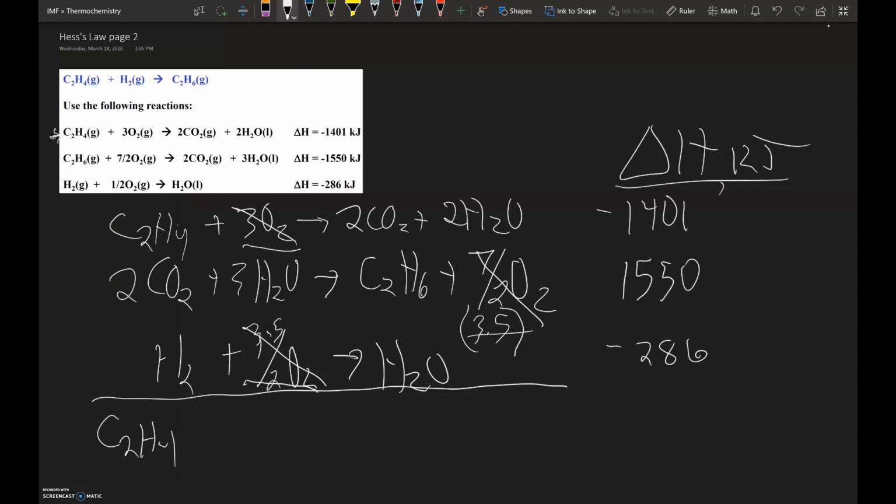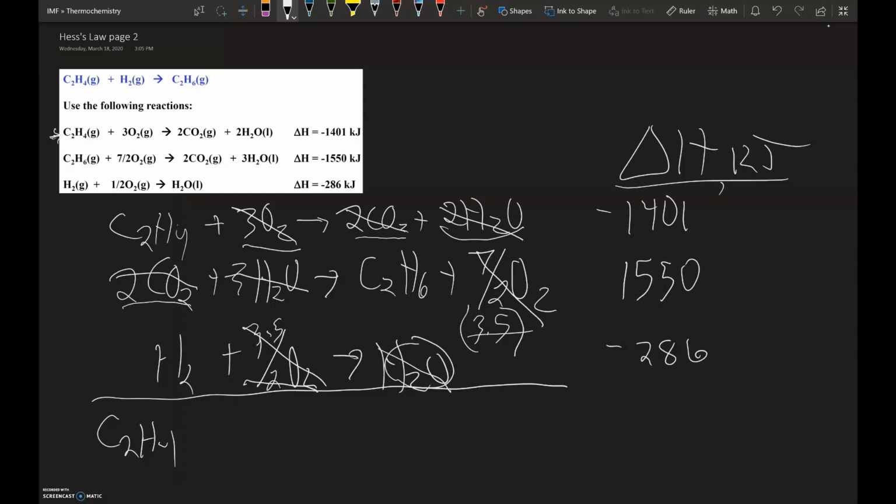Now let's look at the CO2s. Alright, we have 2 CO2s here and 2 here. CO2 is going to cancel. And if we look at the waters, we have two waters here and a water here. So 2 plus 1 gives me 3.